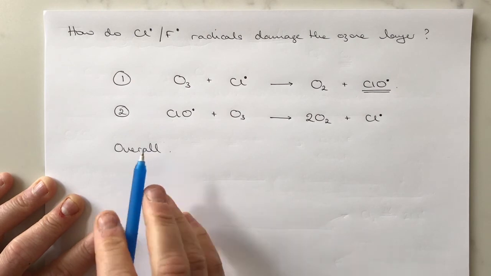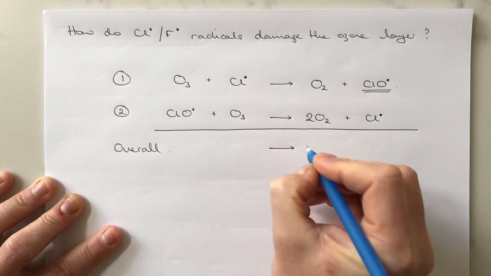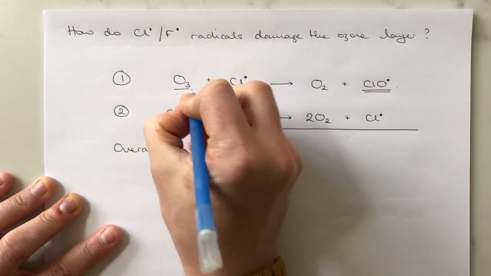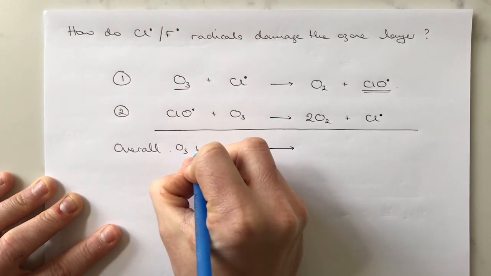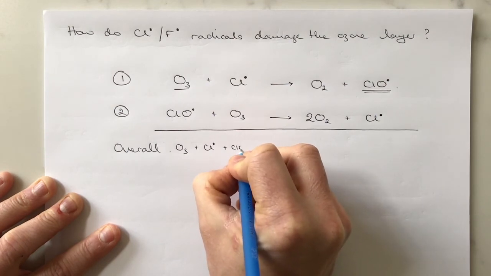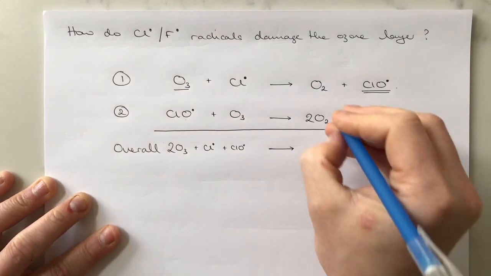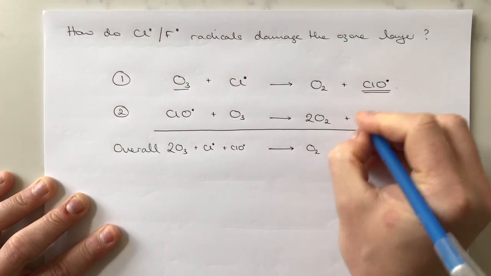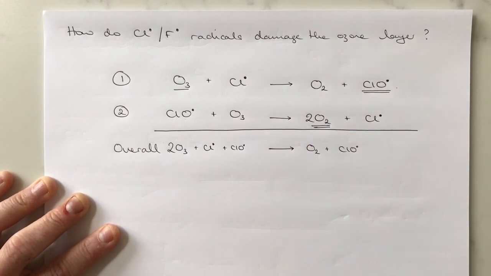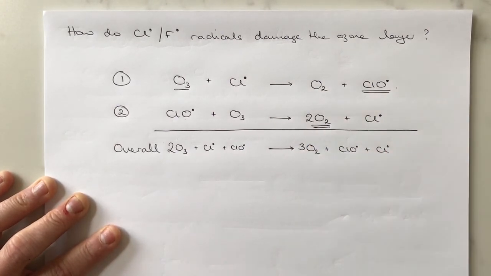And you could be asked, what's the overall equation? So if you're asked the overall equation, all you have to do is add up everything on the left and everything on the right. So I've got O3, I've got a chlorine radical, I've got a chlorate radical, and I've got another O3, so I'm going to put a 2 in front of that one. On the right hand side, I've got O2, I've got a ClO radical, a chlorate radical, I've got 2 more O2s, so I'm going to turn that into 3 lots of O2, and I'm going to have a chlorine radical.